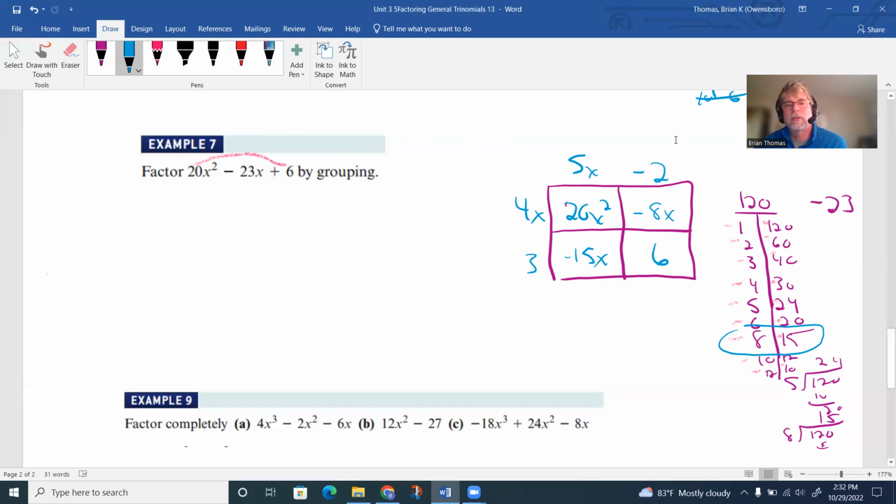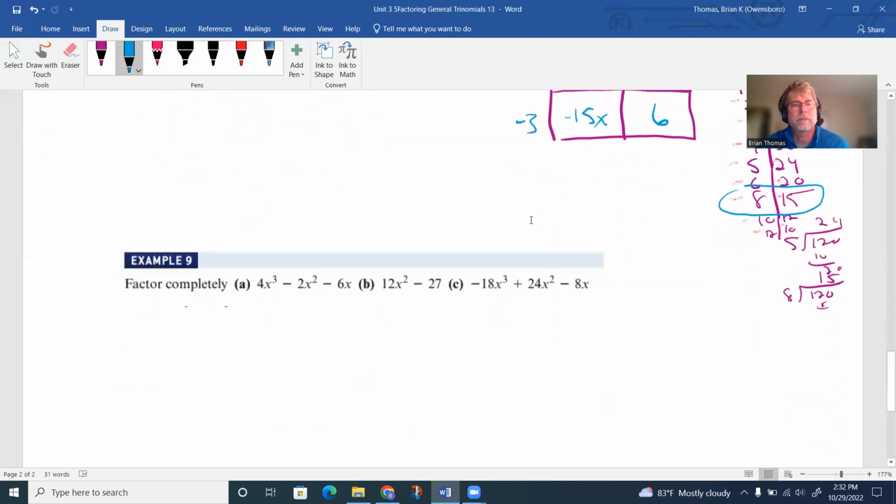And does 3 times negative 2 give me this 6? No. So I'm kind of wrong there. 3x times 5x is not negative 15x. So I need a negative there, don't I? Does a negative 3 times a 5x give me negative 15x? Yeah. Does negative 3 times negative 2 give me a 6? That now checks out. So I kind of do it both ways. The outer edges are my factorization. So this becomes 4x minus 3 times the quantity 5x minus 2 as our factorization. And that's what I mean by factoring by grouping, is do it that way.